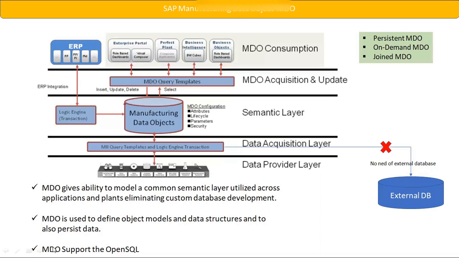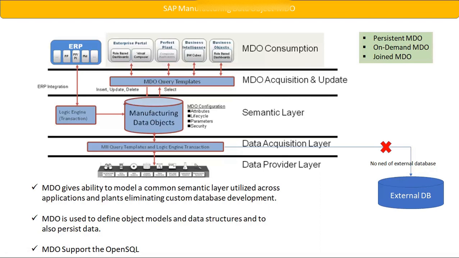As you know, MDO supports OpenSQL. So it only supports inner join and left join. It doesn't support right join, because OpenSQL does not support a right join. So it only supports inner join and left join. That is the reason.